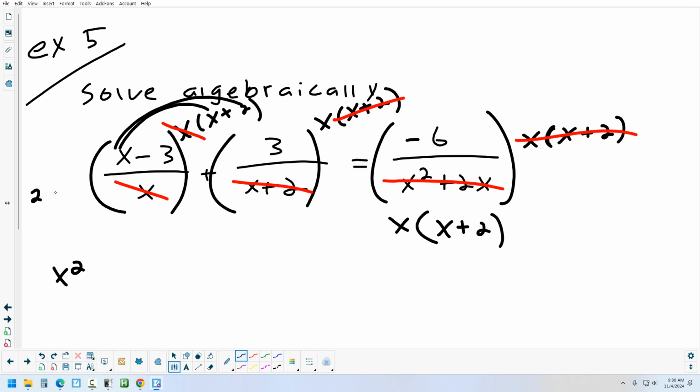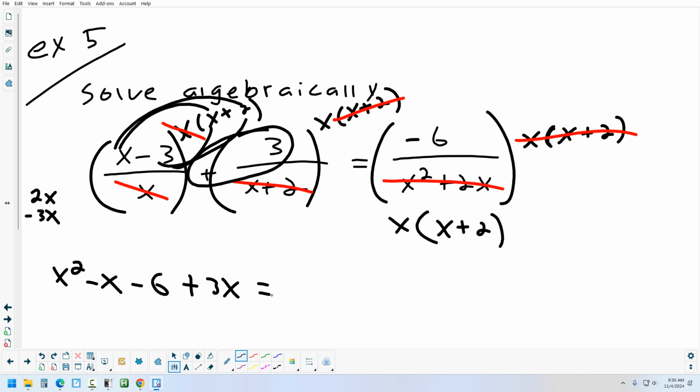Okay, I'm just going to put that up here for a second. 2x minus 3x. What's 2x minus 3x? Negative x. Okay, and then lastly, negative 3 times positive 2. Negative 6. What happens when you distribute positive 3 to what we have left? 3x.